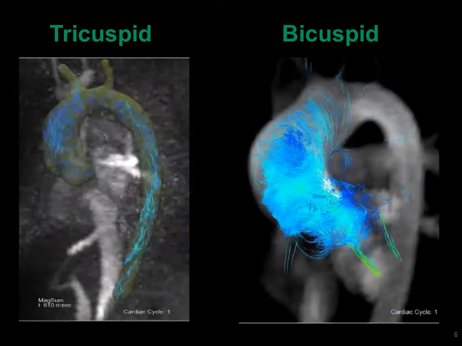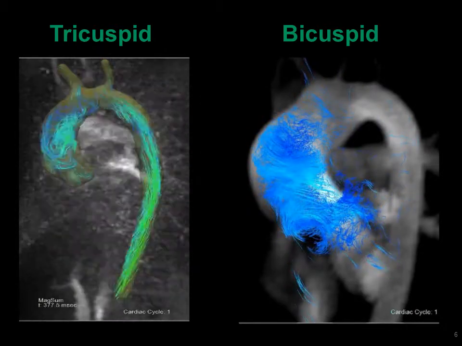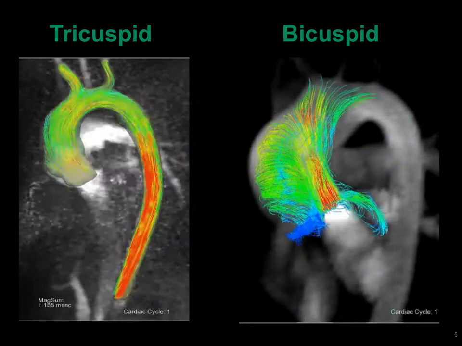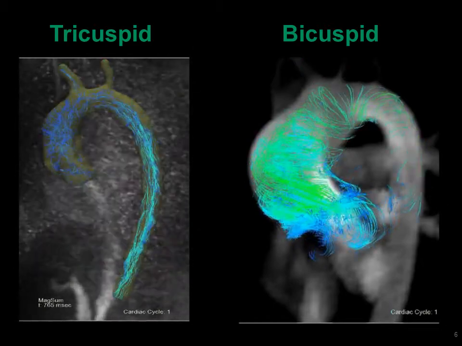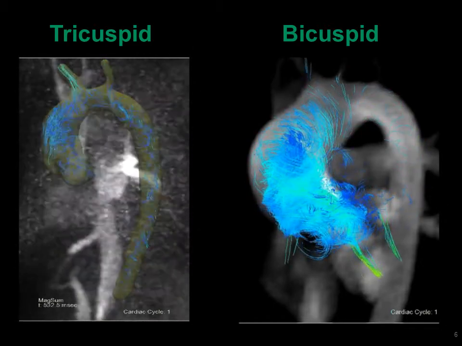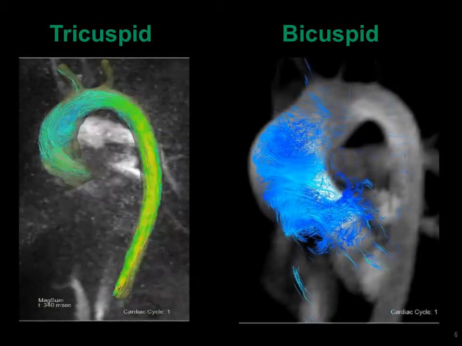Other arguments for dilation of the ascending aorta are that people with a bicuspid valve have an inherent aortopathy, or an abnormal wall architecture itself, which also leads to this dilation of the ascending aorta.